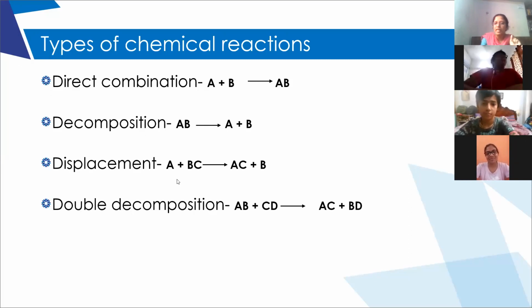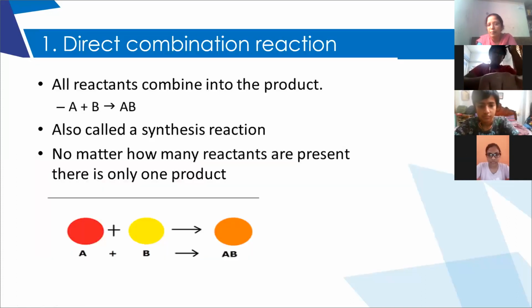Okay. Yes, displacement reaction, one reactant displaces the other reactant. Whereas double displacement, both the reactants displace their positions. So in the last class, we have clearly discussed the first type of reactions, that is direct combination reactions, right? It is also called synthesis reactions. However many reactants we take, we get only one product as a result, right?